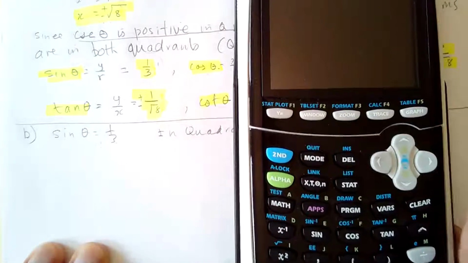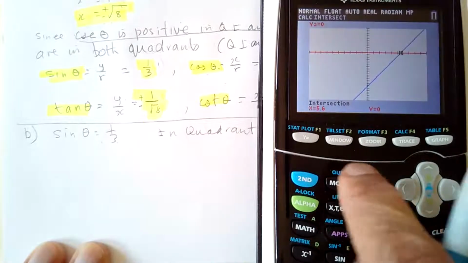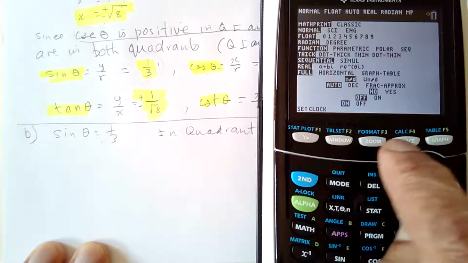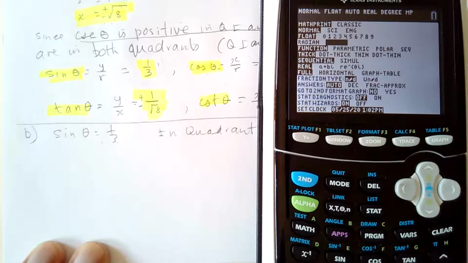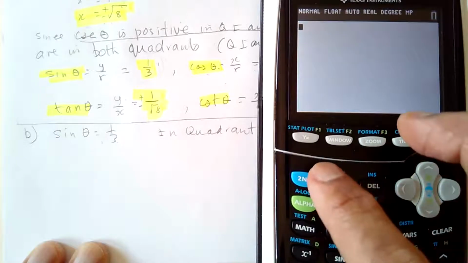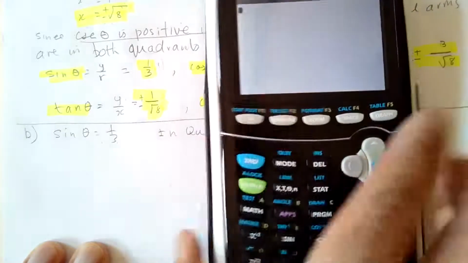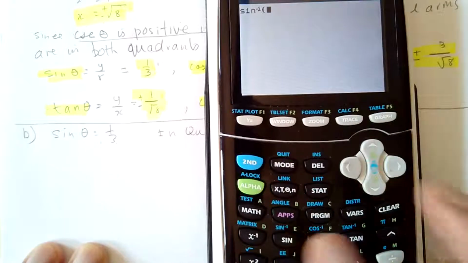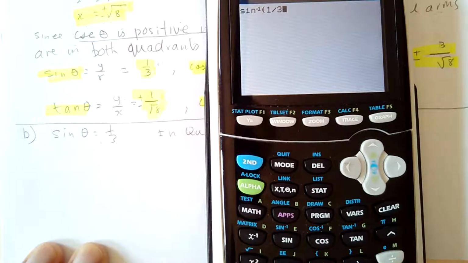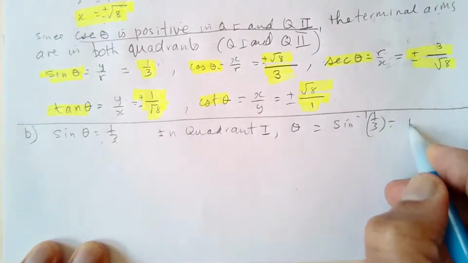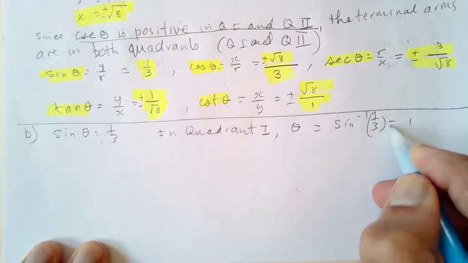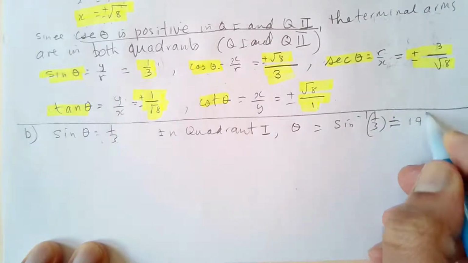Now we need a calculator for that. So I'm going to clear my calculator and make sure I'm in degree mode. So now I'm going to press second sine, 1 divided by 3, which gives 19.47 degrees, approximately 19.5. We'll use a round figure here, 19 degrees.